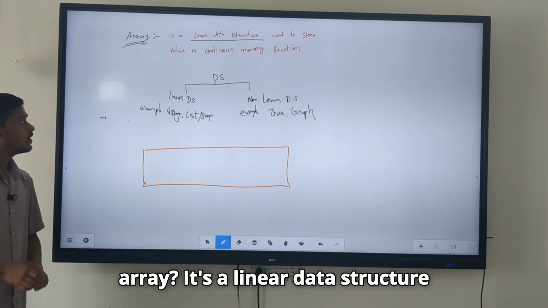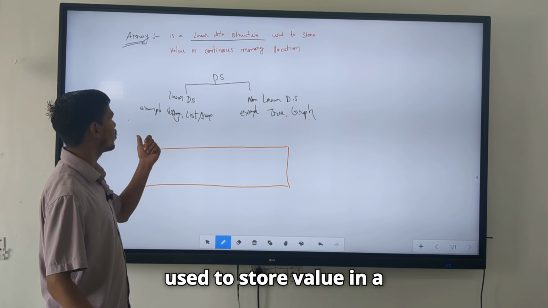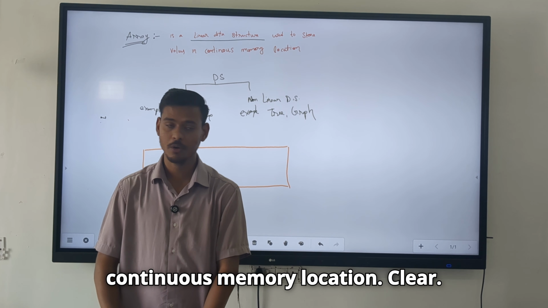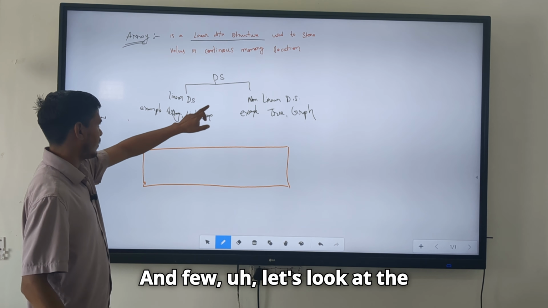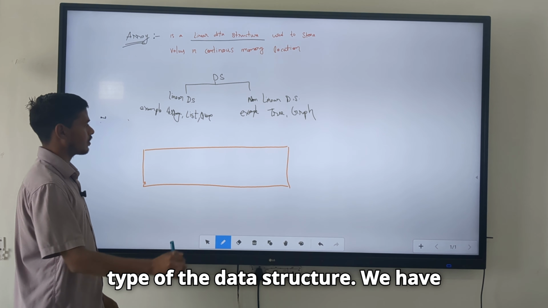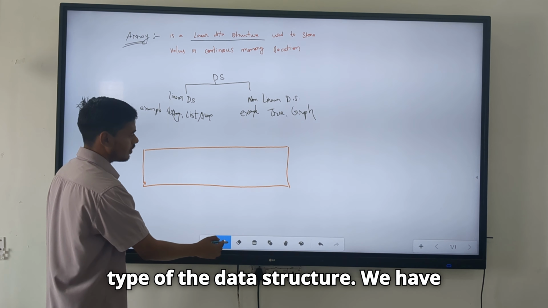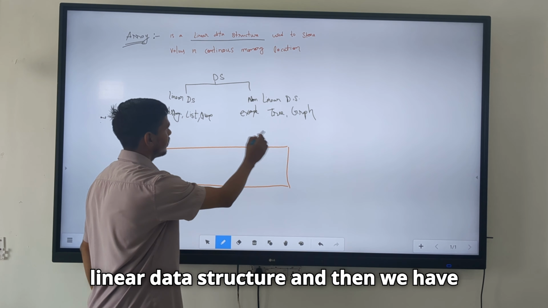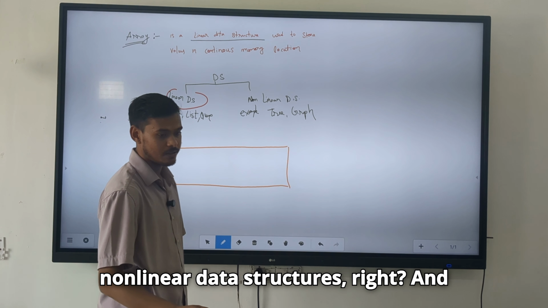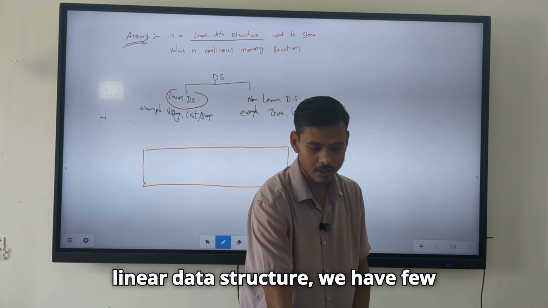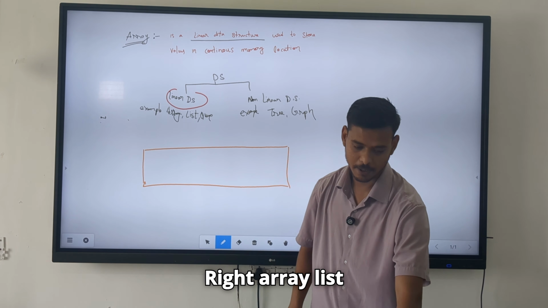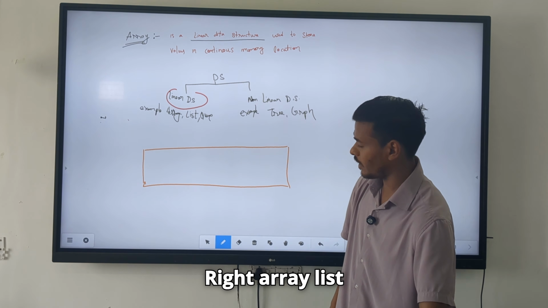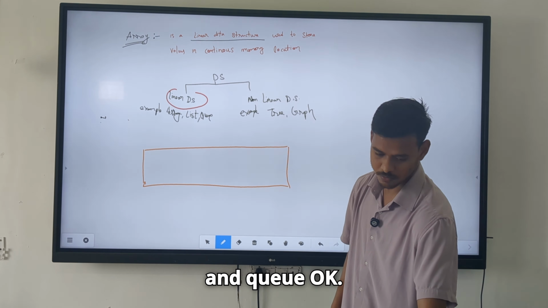What is an array? It's a linear data structure used to store values in a continuous memory location. Clear? Now let's look at the types of data structures. We have linear data structures, and then we have non-linear data structures, right? In linear data structures, we have a few examples: array, list and queue.